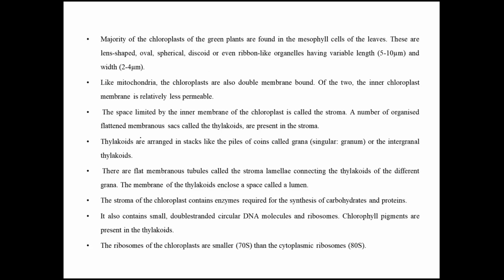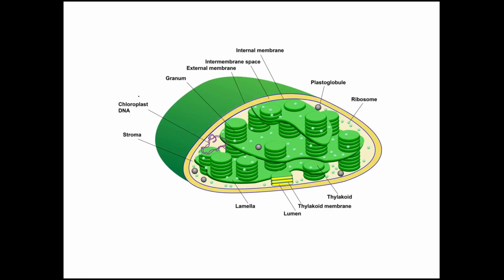Now moving on, the majority of chloroplasts of green plants are found in the mesophyll cells of the leaves. Now, like mitochondria, chloroplast also has a double membrane layer. The inner chloroplast membrane is relatively less permeable. Now we can see that it is also a bimembranous structure.